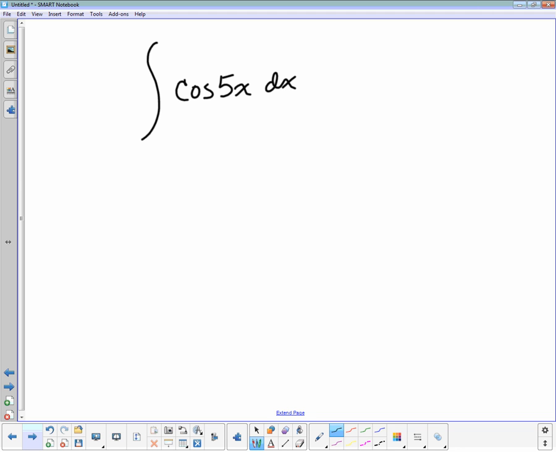But we've got this 5x in here, which is kind of messing us up. So one thing you can look at and say to yourself is, if I was doing the chain rule, what would I have to do here?